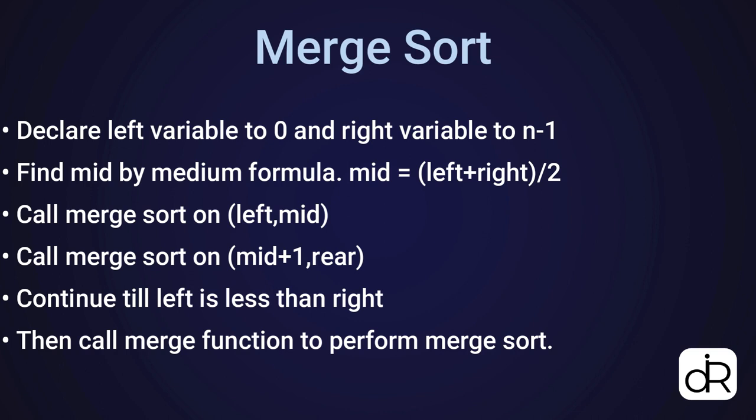Second thing, find mid by the median formula: mid equals left plus right over 2, and in the code we're going to discover a new equation better to use instead of this. Third, call merge sort on left to mid, call merge sort on mid plus 1 to right. Continue till left is less than right. Then call the merge function to perform merge sort. So these are the steps.